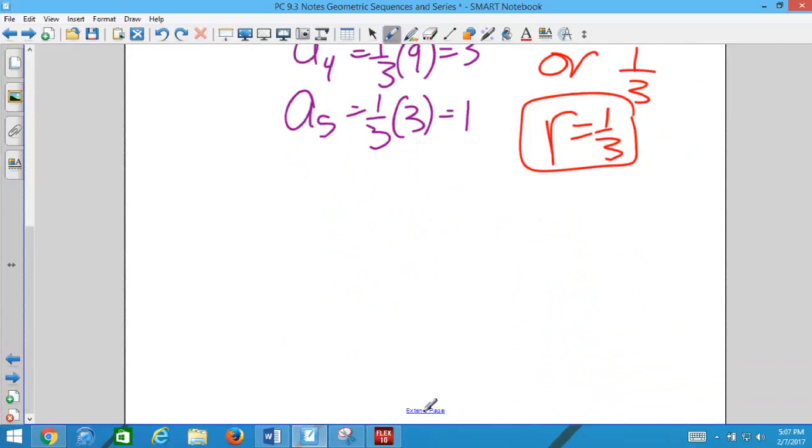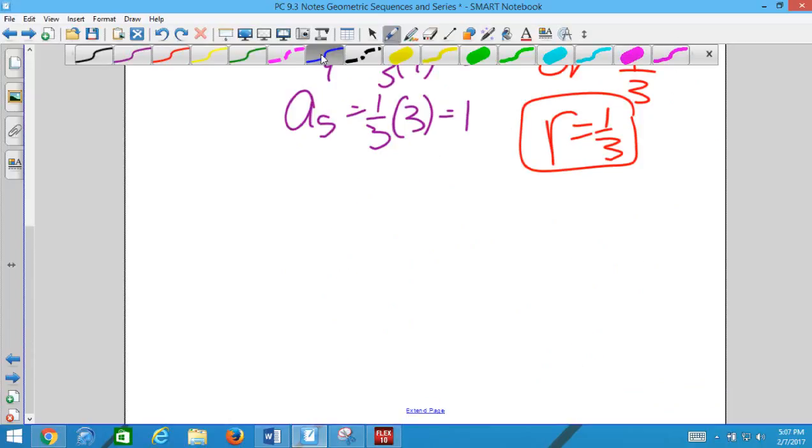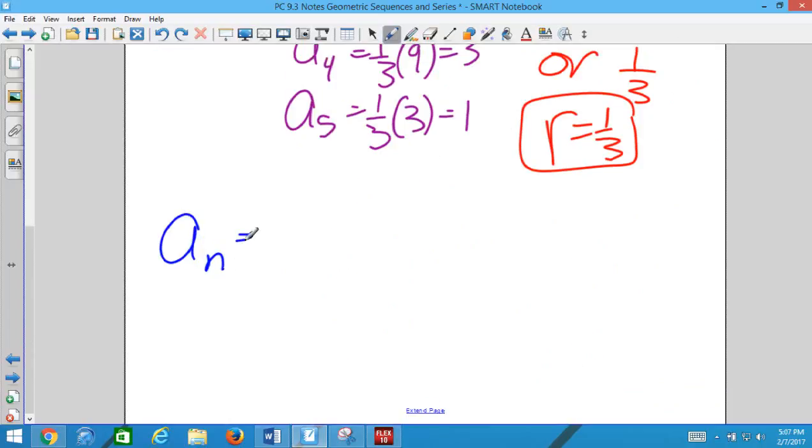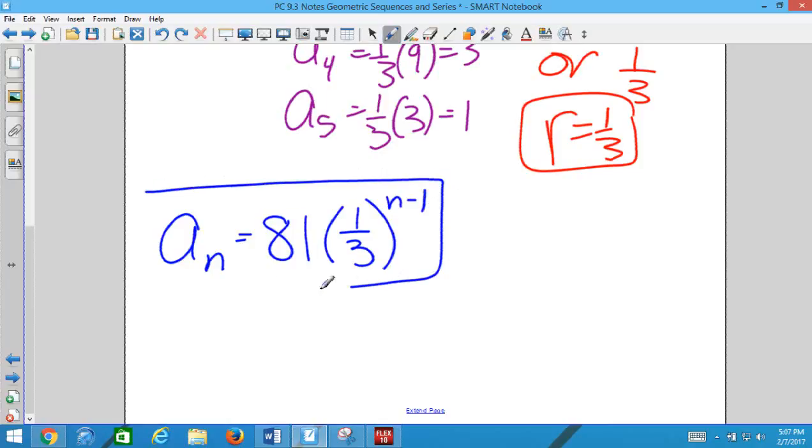And then we need to find the nth term. So it'll be a sub n. And we do our first term, multiply that by our rate, our common ratio, to the n minus 1. And then this is for any term, so it's the nth term, and that is the final part of the answer.